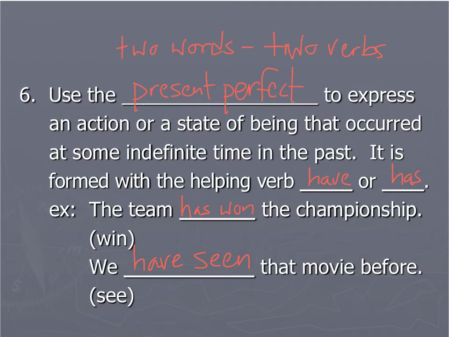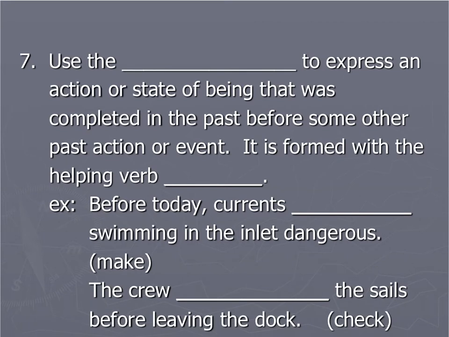Then we're going to move on to the next one, which is the past perfect. So we're going to use the past perfect to express an action or state of being that was completed in the past before some other past action or event, and it's formed with the helping verb had. Remember two words here. We need two verbs. Good way to remember it.